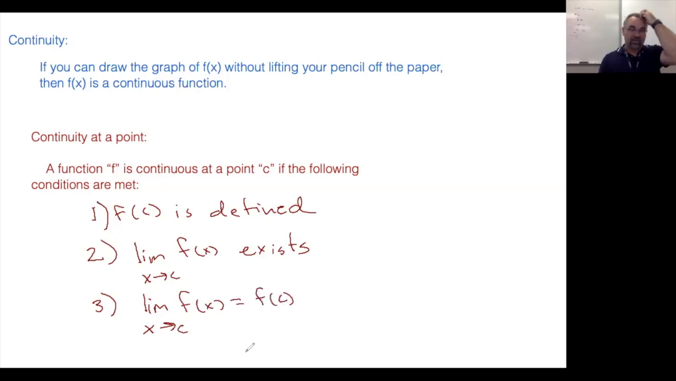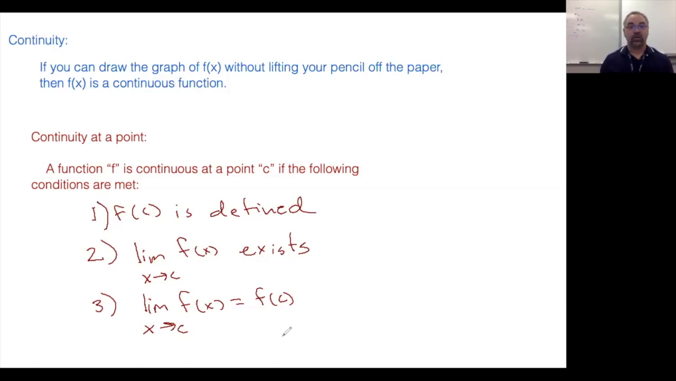So the function is approaching a value, and in my class anyway, I made a pretty big deal of the fact that we don't care what happens at c for the limit. But for continuity, we definitely care about what happens at c. You have to have the function approaching the value f of c when you're talking about continuity.